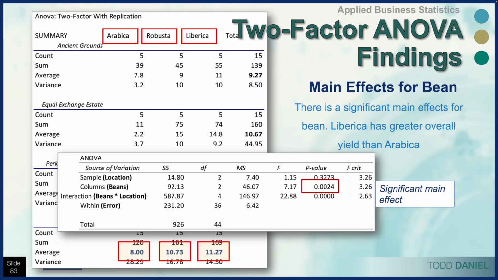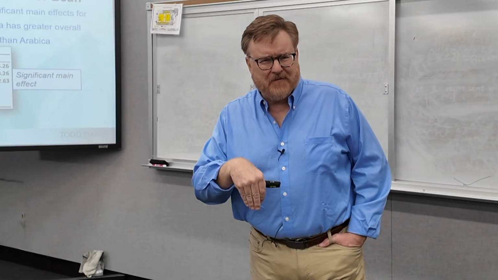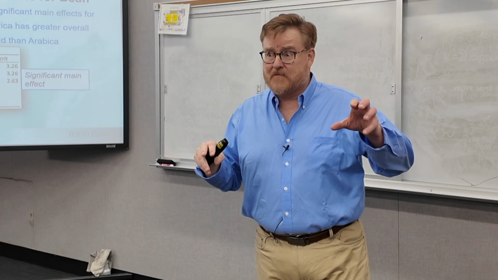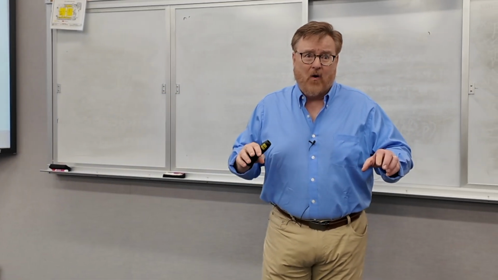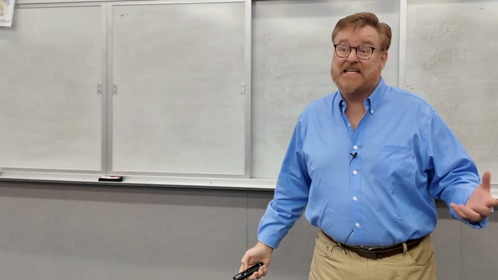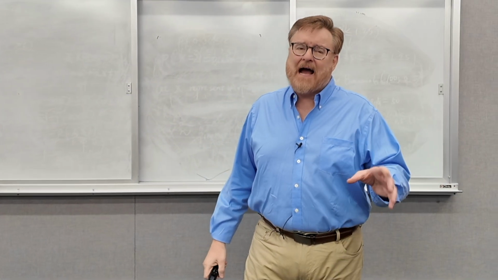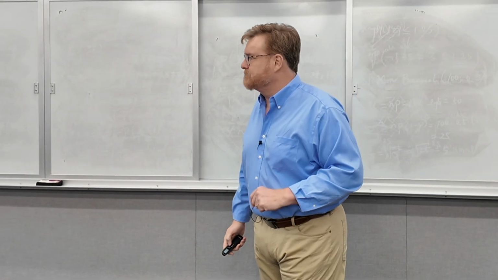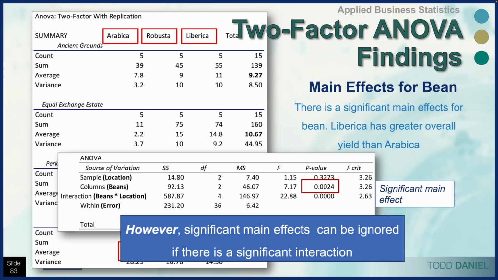Arabica, not as good. Well, didn't we find that out with our one-way ANOVA? That the two more robust beans grow a little bit better and Arabica has a little lower yield? We already knew that. So yes, there is a main effect, but that's not very interesting either. To find the interesting effect, we're going to have to look for the interaction. In fact, anytime you have a statistically significant interaction, you can simply ignore the main effects because they're not going to tell us very much.